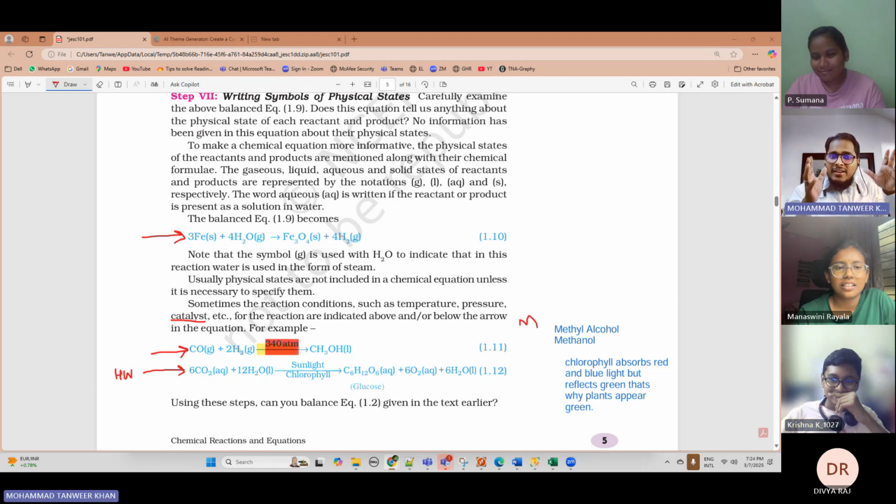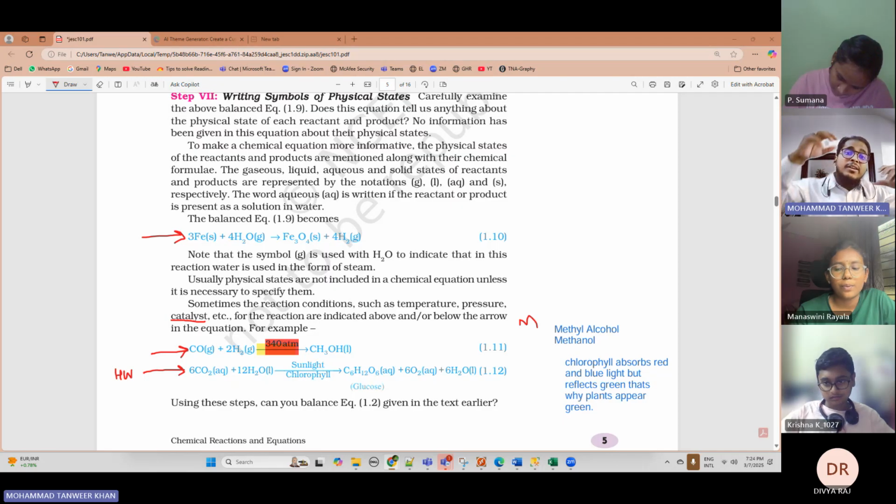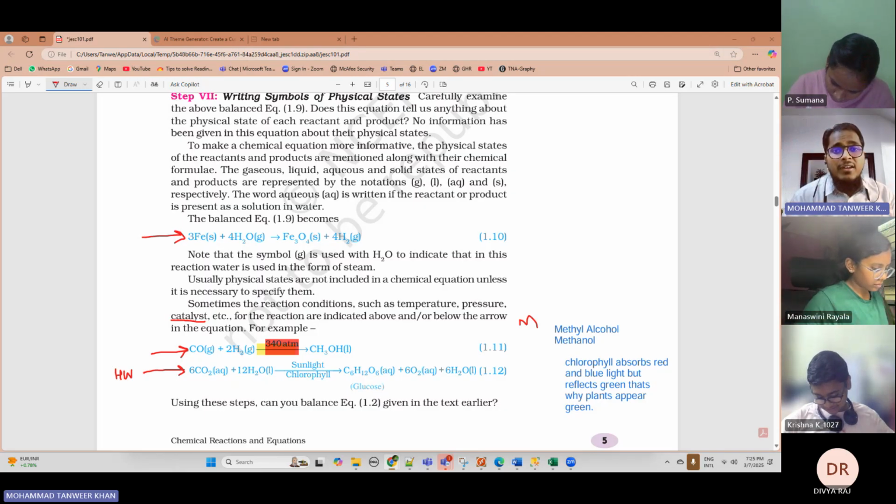Similarly, in a chemical reaction, catalysts are those substances which will increase the rate of reaction. Suppose a reaction will take 1 hour to complete, but if you add a catalyst, it will be completed in 10 minutes. So what is a catalyst? A catalyst is also known as a reaction accelerator. They increase the rate of a chemical reaction.